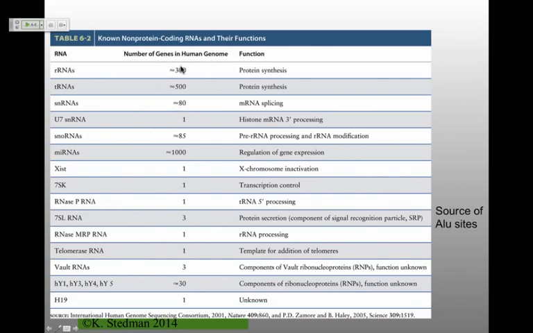tRNAs, again, not surprisingly, are functional RNAs, with lots of copies present in the human genome. There are probably way more of these miRNAs here. So these are microRNAs. These are important for gene regulation. And we'll talk about them, again, right towards the end of the course.